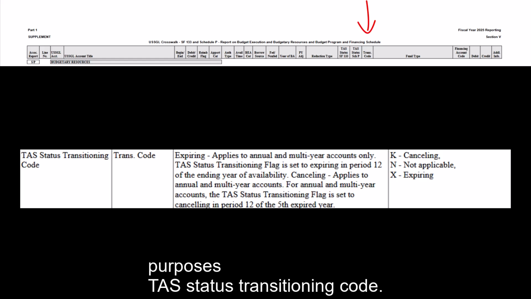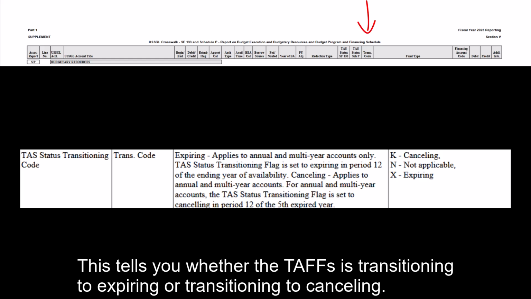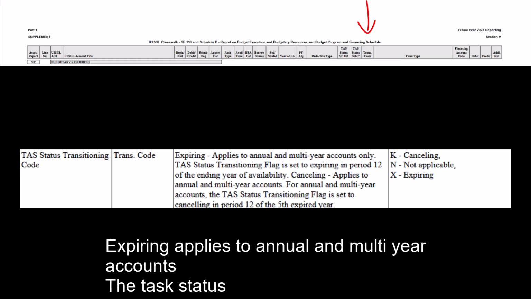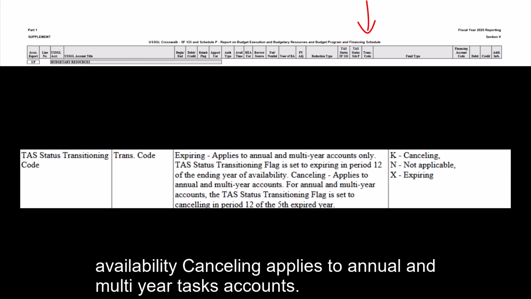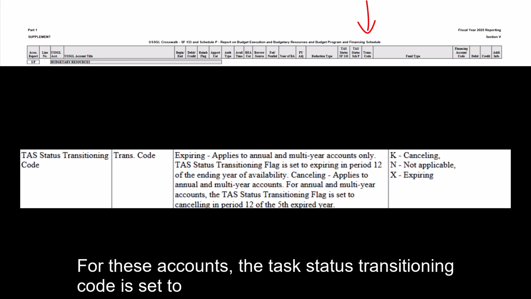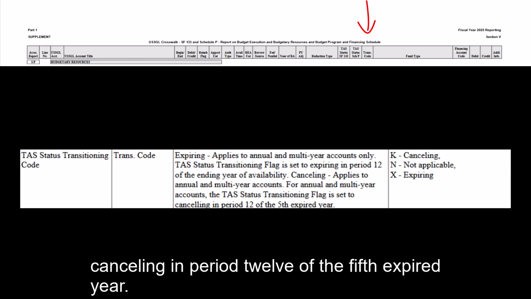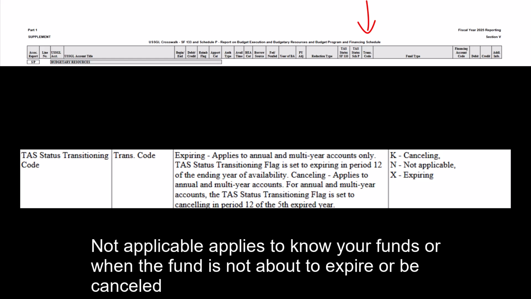TAF's status transitioning code. This tells you whether the TAF is transitioning to expiring or transitioning to canceling. Expiring applies to annual and multi-year accounts. The TAF's status transitioning flag is set to expire in period 12 of the ending year of availability. Canceling applies to annual and multi-year TAFs. For these accounts, the TAF status transitioning code is set to canceling in period 12 of the 5th expired year. Not applicable applies to no-year funds or when the fund is not about to expire or be canceled.